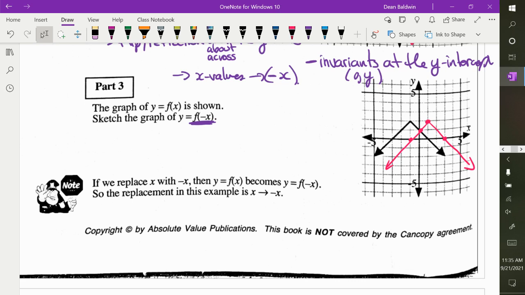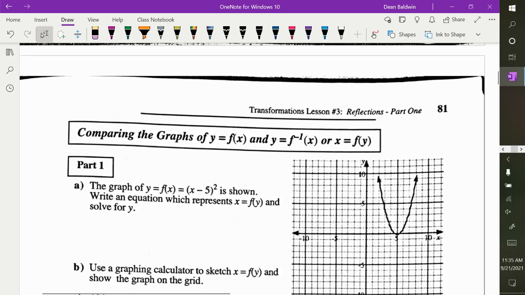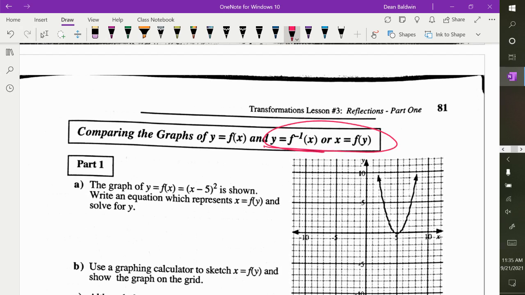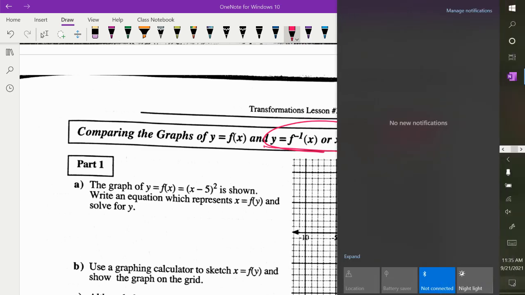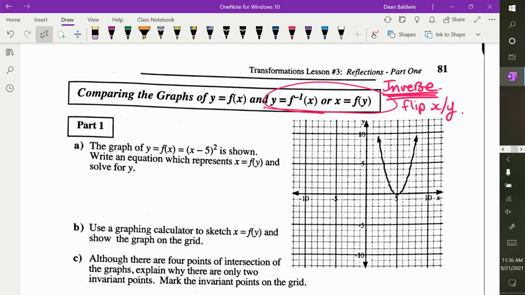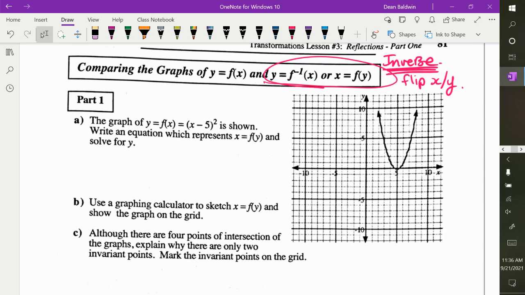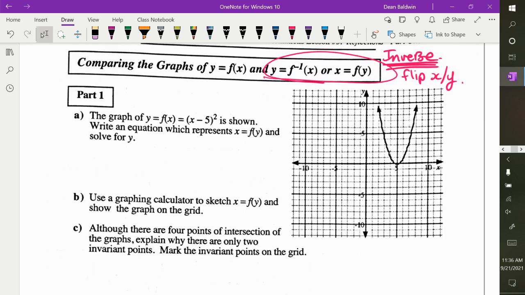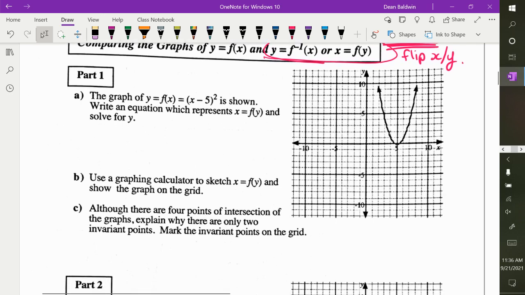May I flip the page? What is this? It's our old friend. What is this? It's an inverse. What do you do to sketch the inverse? Flip x and y. So you switch x and y, all right? So we're just going to do, let's do the middle one, okay? We're going to do this one.